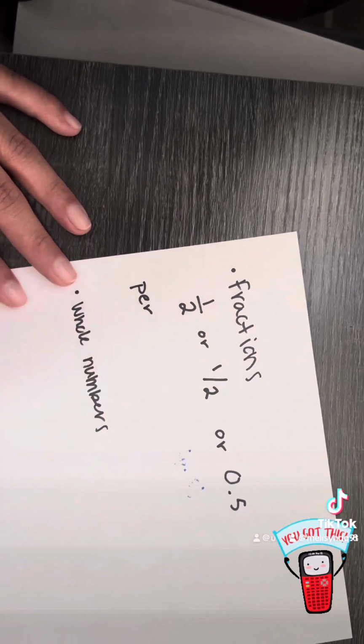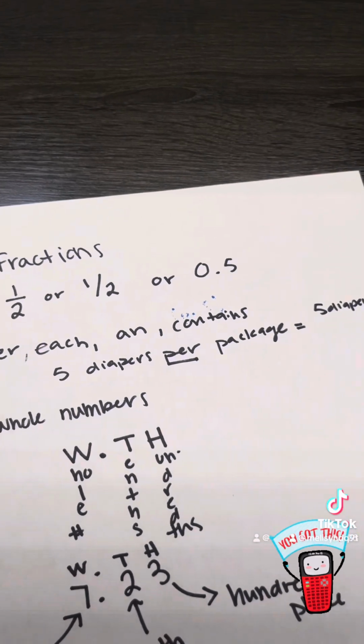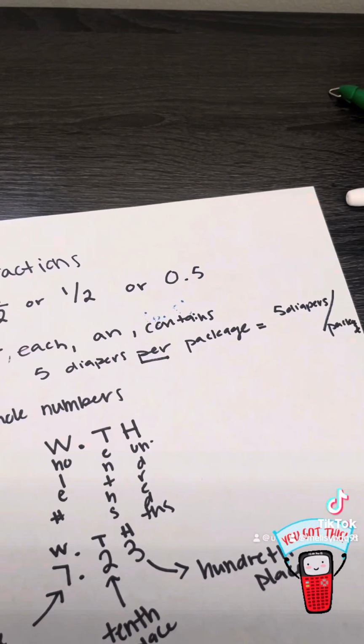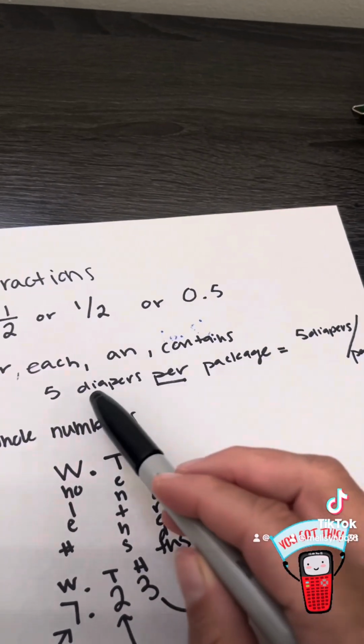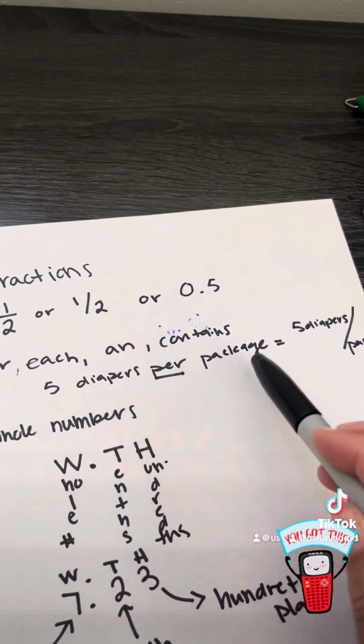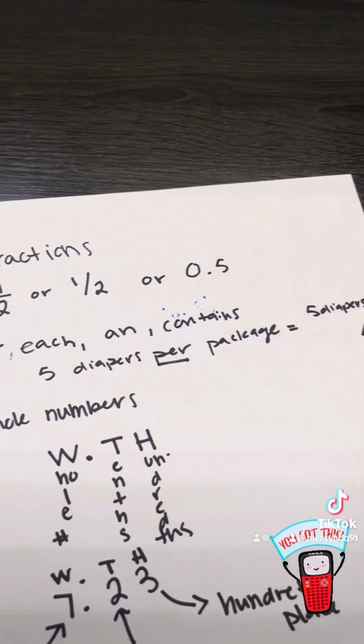Words you might see are per, each, and contains. So like this example, 5 diapers per package. That per is signaling that it's a fraction. So there's 5 diapers in 1 package. So that'd look like 5 diapers over package.